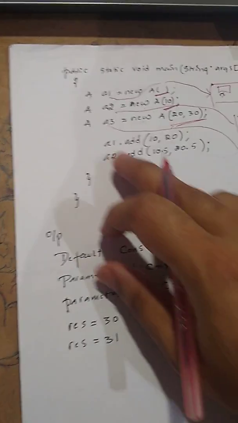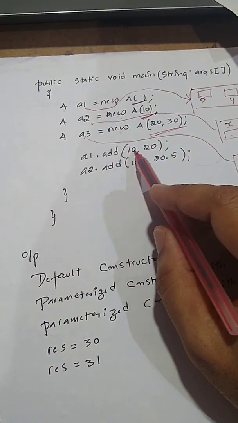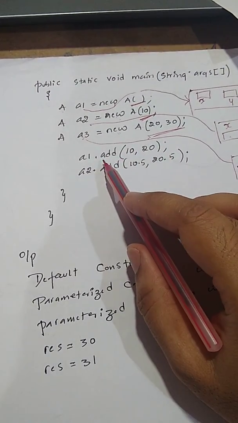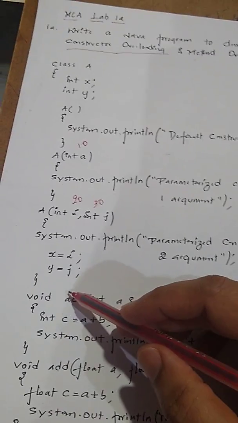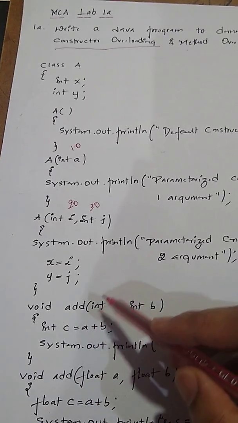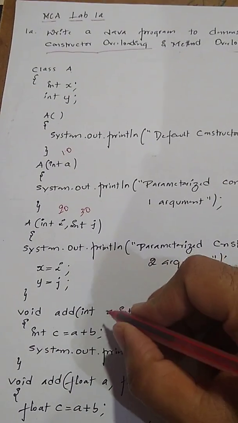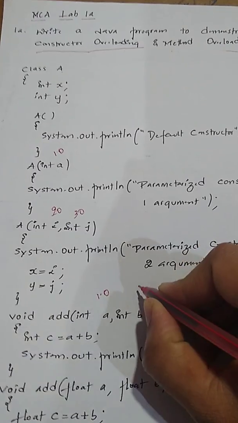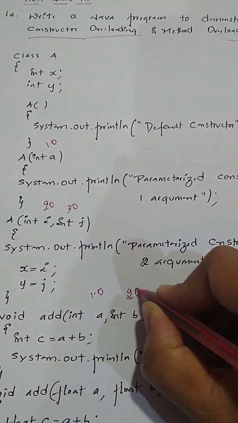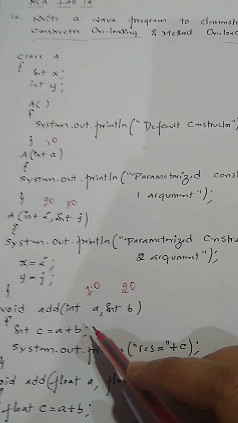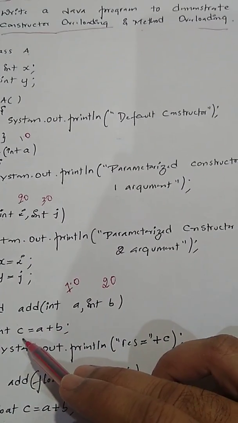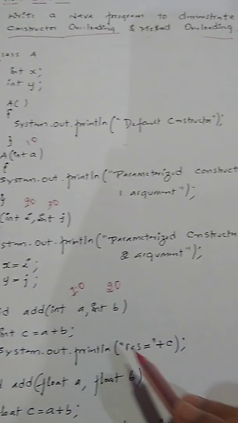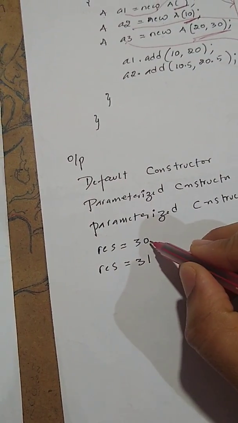Okay, so finally with respect to A1, I'm calling add by passing 10 and 20. So the add function will be called. Both 10 and 20 are integer values. Even though we have two add functions, how does the compiler differentiate? Since we are passing two integer values, 10 and 20, both are integer values, the first one will be called. So the values 10 and 20 will be added, stored in c, and displayed. So we'll get the output: result is equal to 30. Okay, we'll get this particular output.